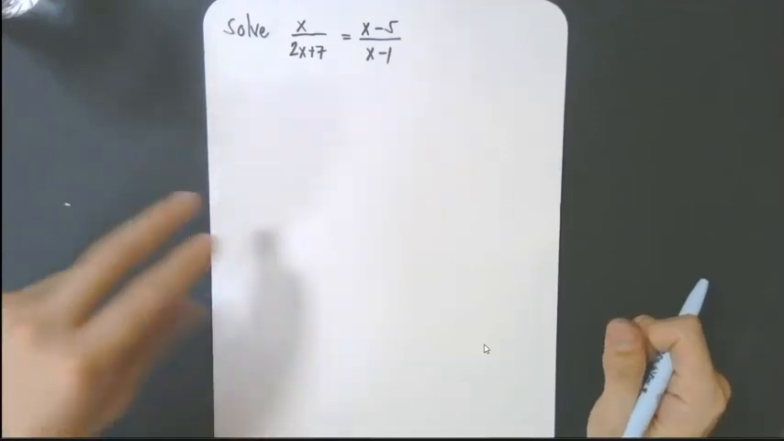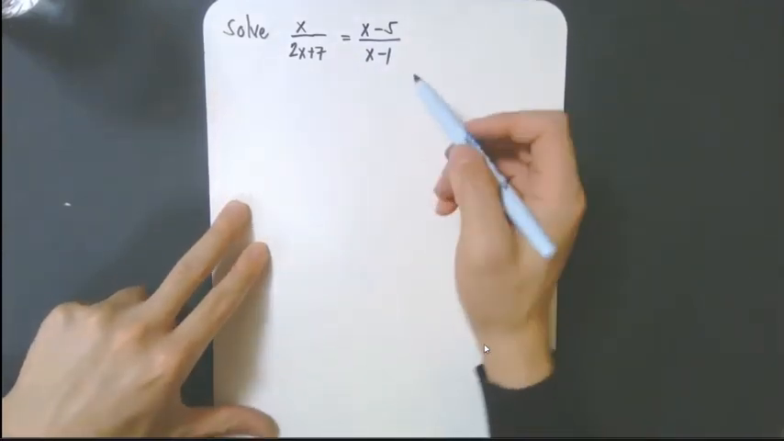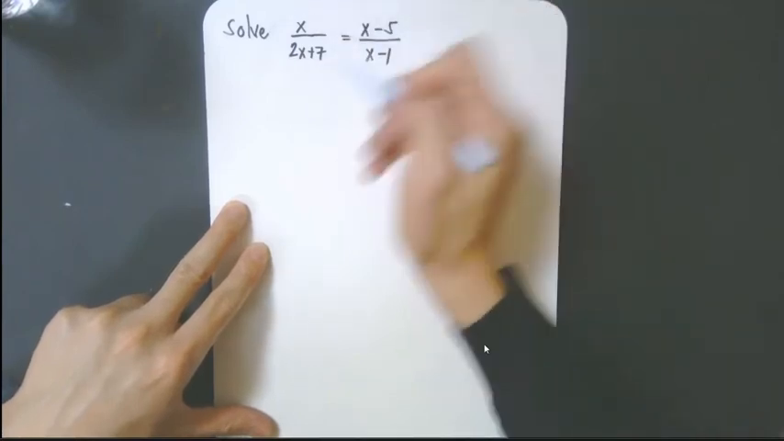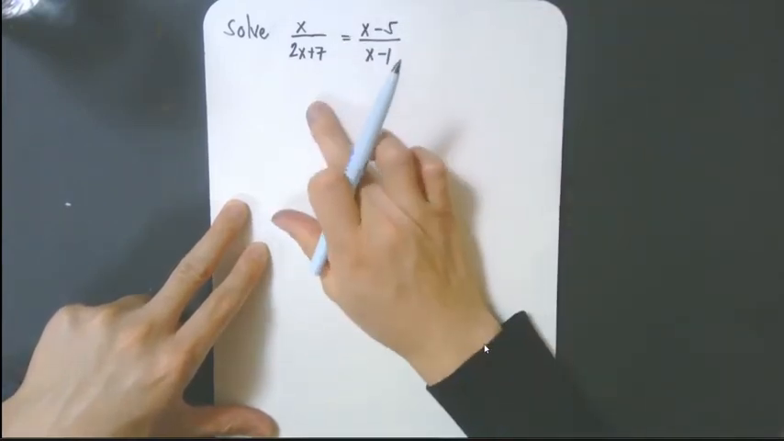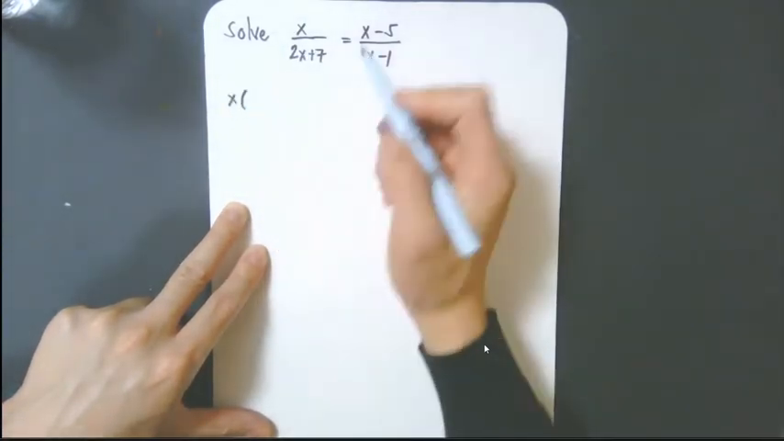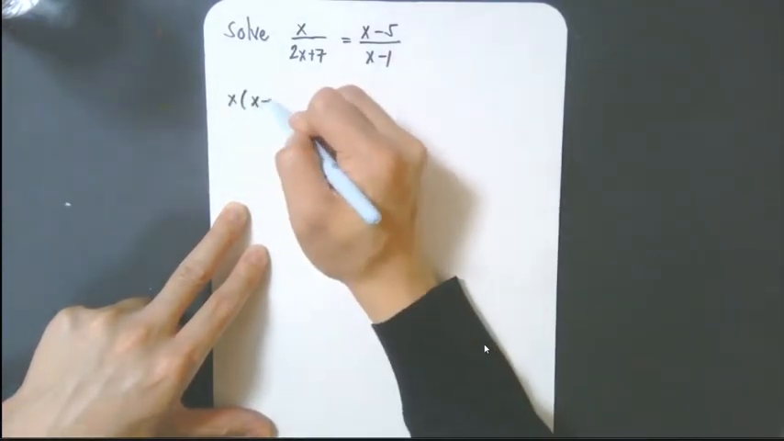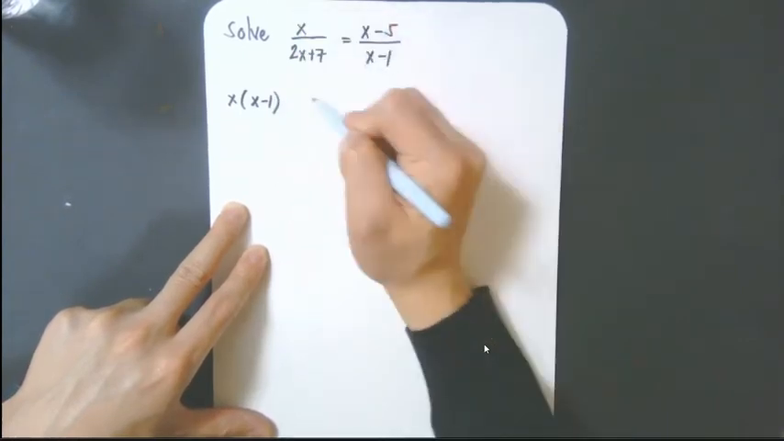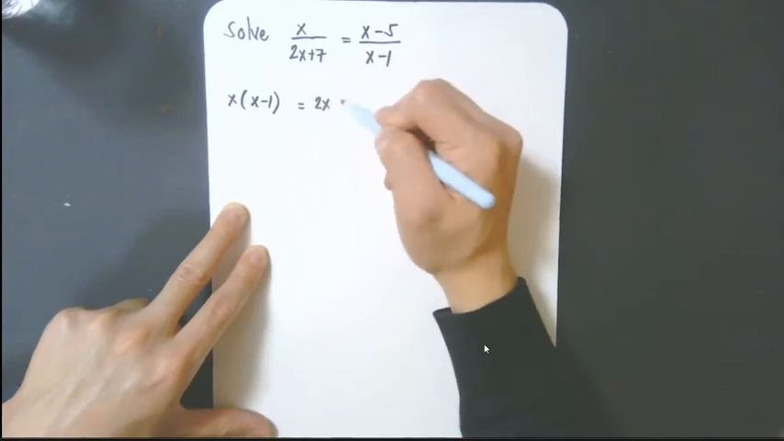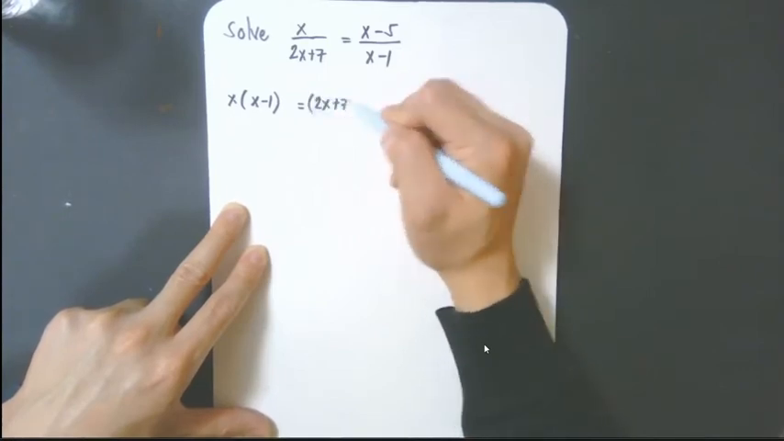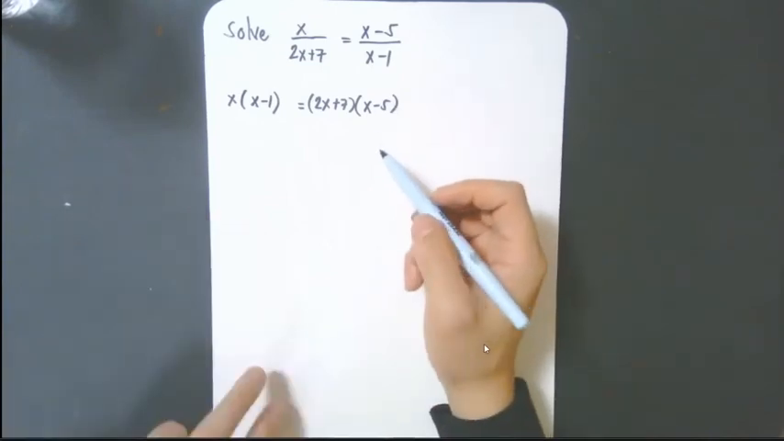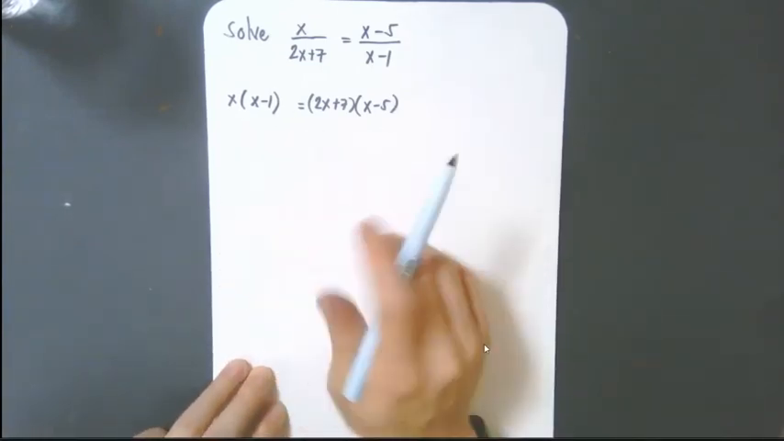Now let's solve example 1b. So we're going to apply again here the cross product or cross multiplication method. So we would multiply x and x minus 1. We just need to cross equal to the product of 2x plus 7 and x minus 5. So we will just simplify both sides of the equation.